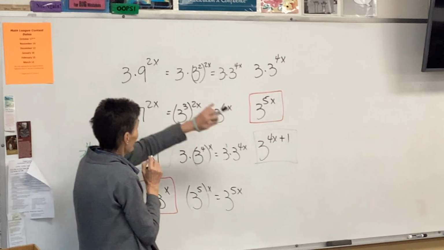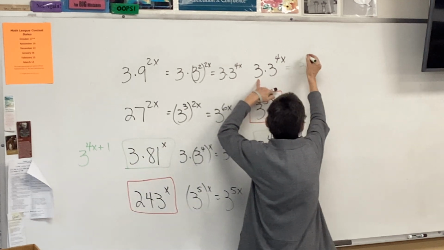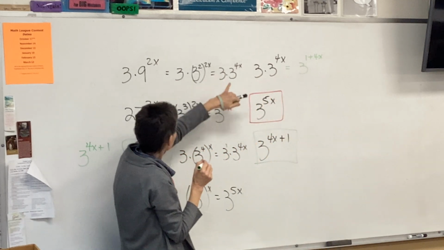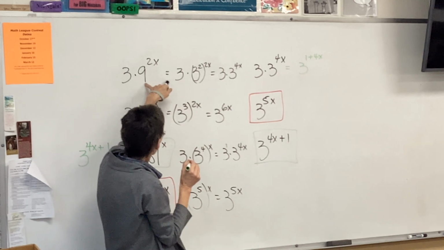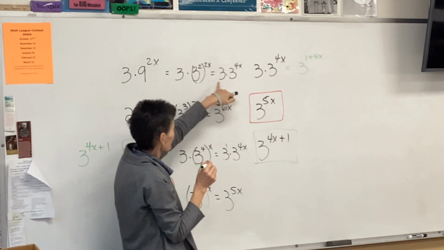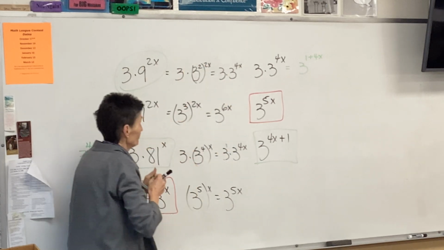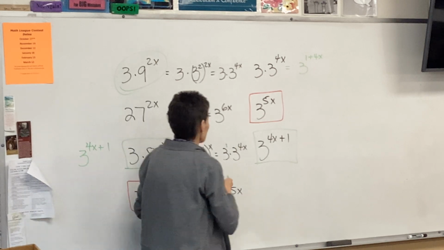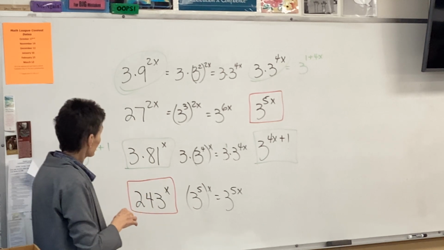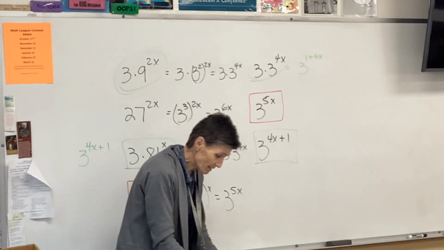And what about this? Isn't that also 3 to the 1 plus 4x? And what happened here? I changed my 9 into 3 squared. So I got 3 to the 4x there. Is that one the same also? So I got a couple different kinds of matches. What do you think about that? Is that okay? Good? All right, last one.